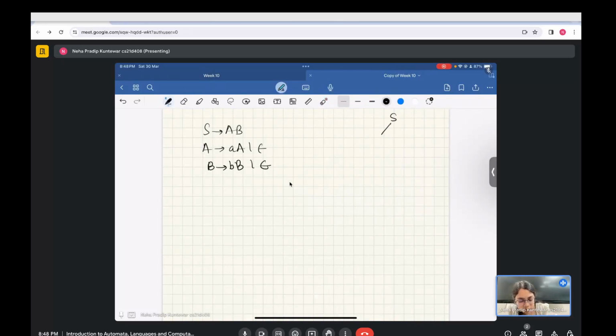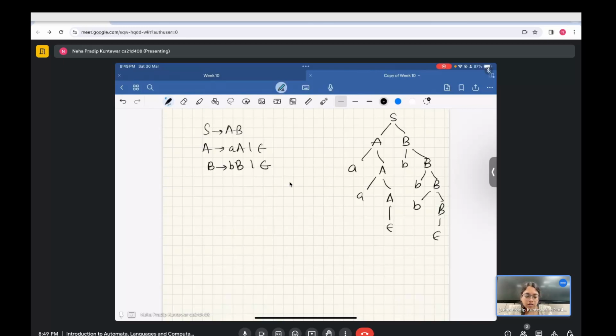When you start with S, there is only one production, so S gives AB. Now A has two productions. It can give the non-terminal A preceded by a terminal a, or epsilon. So let's say it gives you aA, and this can happen several times, and ultimately this A will terminate in epsilon. Similarly, if we look at capital B, this can give you b several times, and ultimately it will terminate in epsilon.